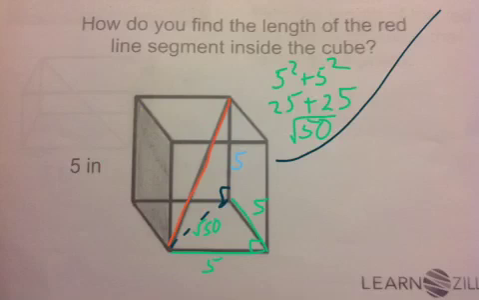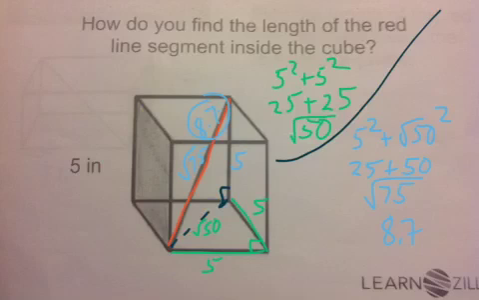So I'm now going to take 5 squared plus the square root of 50 squared. So 5 squared is 25, and from our previous units, I know that the square root of 50 squared is just 50. 25 plus 50 is 75. The last step in a Pythagorean theorem problem is take the square root. The red line's length is the square root of 75, or 8.7.